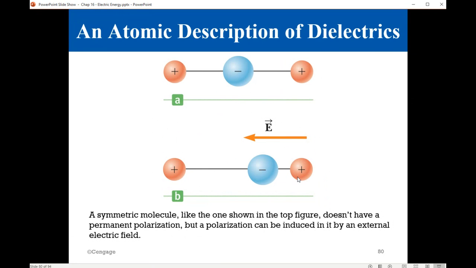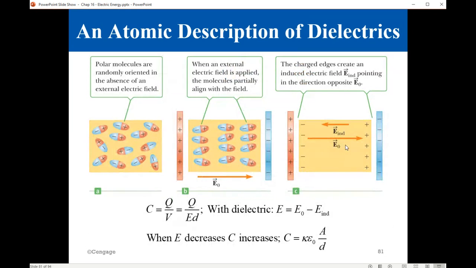So the molecule that was neutral before the field now has this polarization, has this shift between the negative and positive charges. On a large scale, if you consider the behavior of any dielectric under the influence of the electric field, this is without the field. And then when you apply the field, the molecules will reorient themselves. The positive ends of the molecules will be aligned with the field. The negative ends will be aligned opposite to the field.